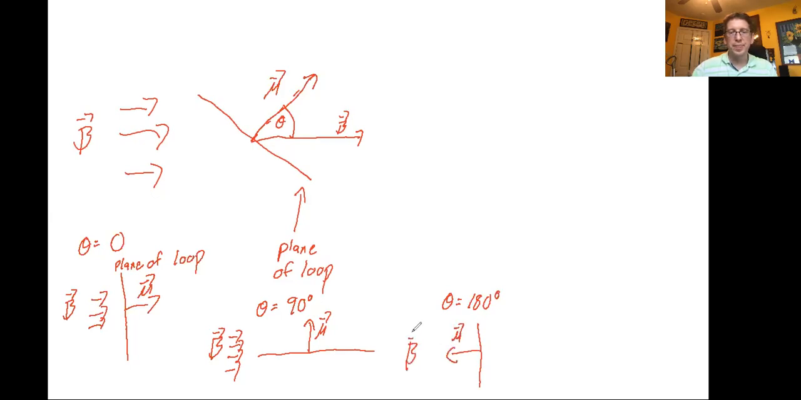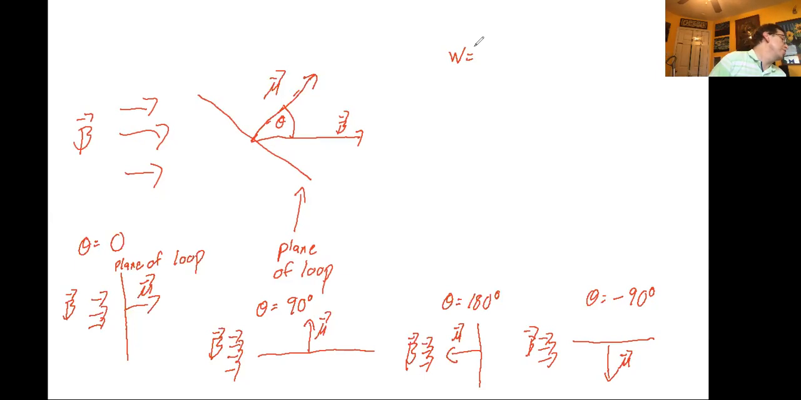And so B and mu are pointing in opposite directions when theta equals 180. And when theta equals negative 90 degrees, that means the dipole moment vector is pointing down. So that's what we're looking at. And the minimal potential energy is at theta equals 0. So we're asked for the work that's done in these configurations.